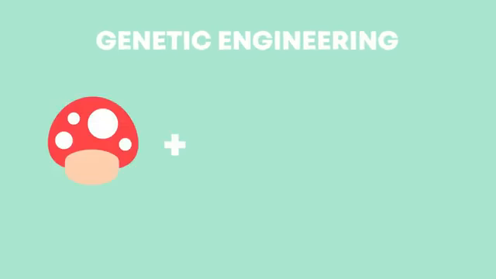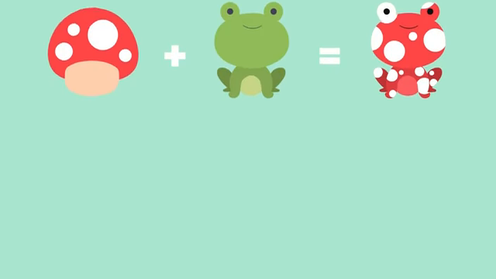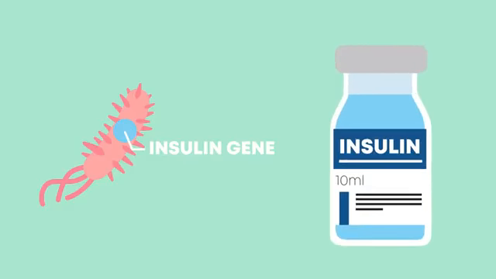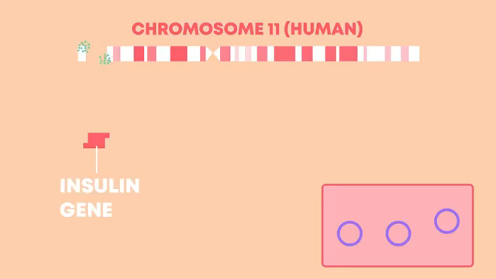Let's now look at the process of genetic engineering. How do you transfer a genetic characteristic from one organism to another? Although it's a very complex process, it can be summarized rather simply. We'll use the example of how the insulin gene is inserted into a bacterium in order to manufacture large amounts of human insulin. The gene that codes for human insulin is found on chromosome 11 at position 15.5. The insulin gene is cut from chromosome 11 using special enzymes called restriction enzymes.